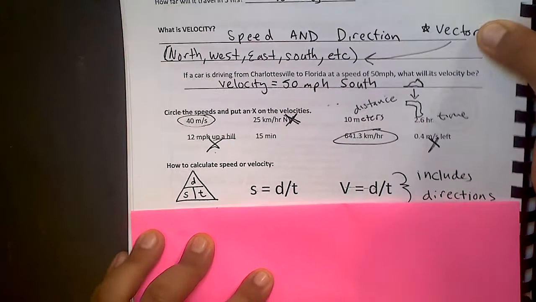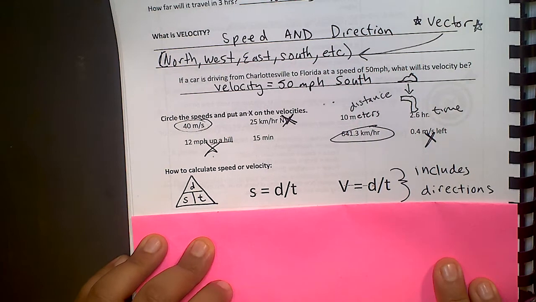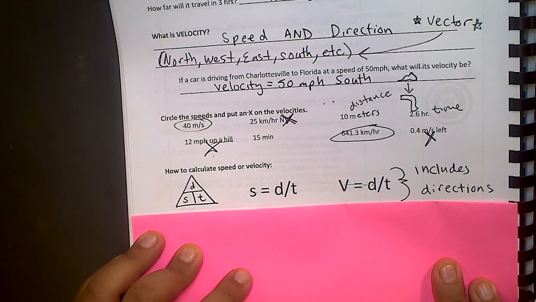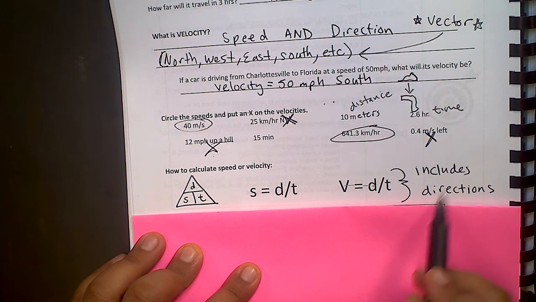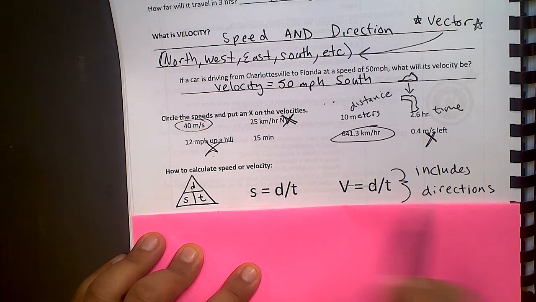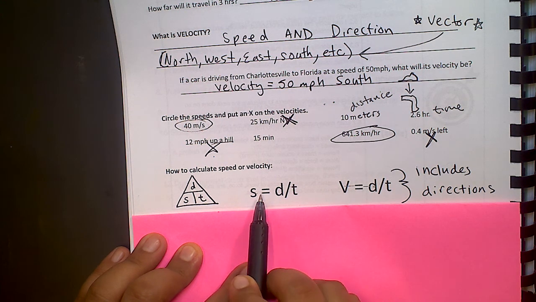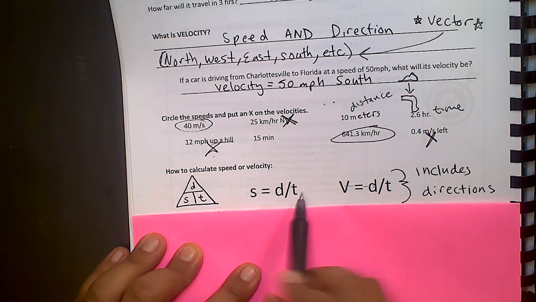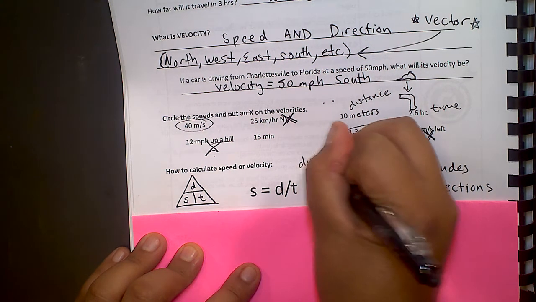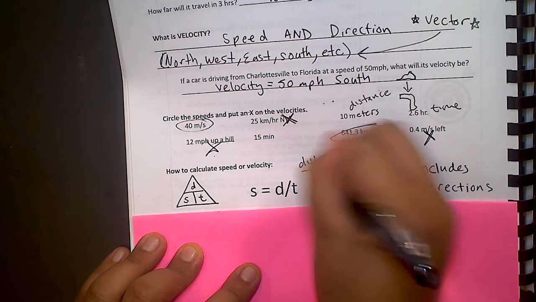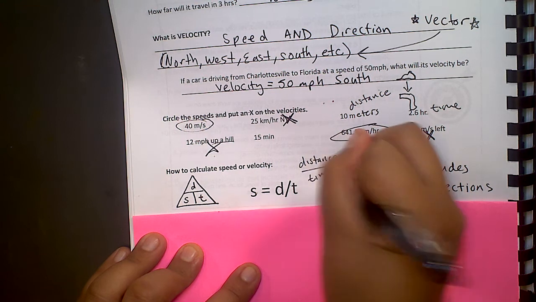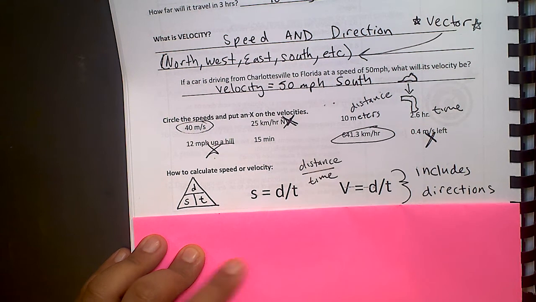So what we're going to be practicing for the next couple of days is how to calculate speed or velocity. The way you calculate speed and velocity is pretty much the same, except velocity will always include direction. The formula for calculating speed is equal to distance over time. Distance over time. That's what the d over t means.